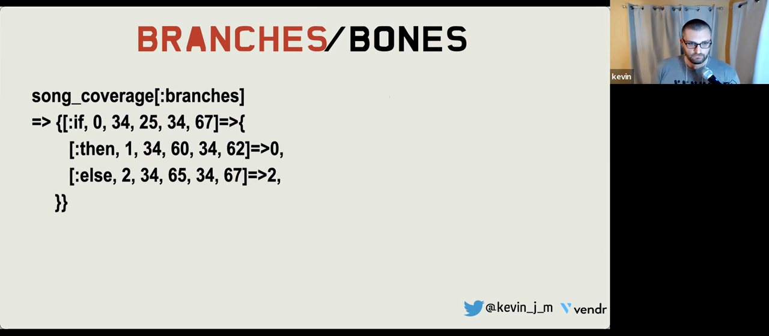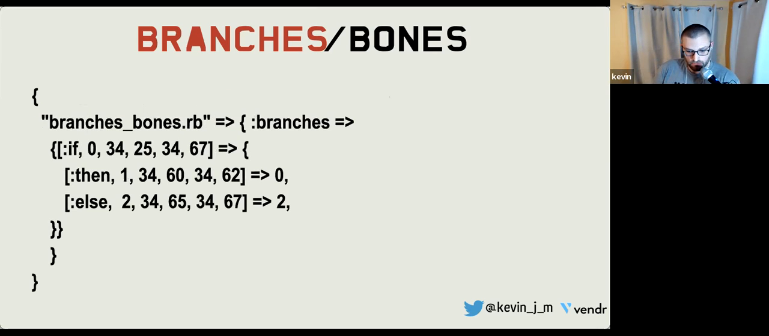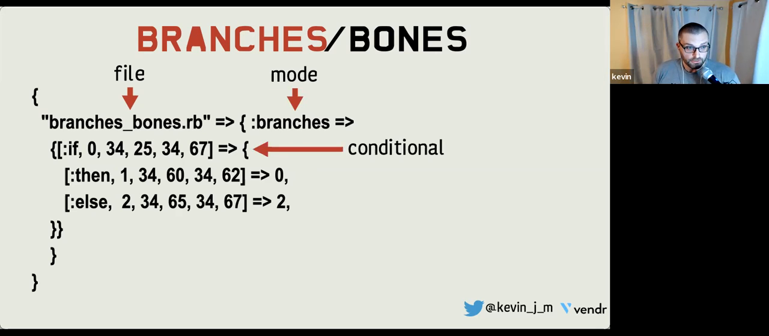So let's one last time reminisce and discuss what kind of data structure gets returned when you ask for coverage, specifically for branches coverage. We get back a hash keyed on a string that represents the name of a file executed while coverage is running, the value of which is another hash keyed on the mode of coverage, the value of which is another hash, the keys of which are each conditional within that file, the values of which are one more hash keyed on the different branches within that conditional, within that file, that are executed while coverage is running.